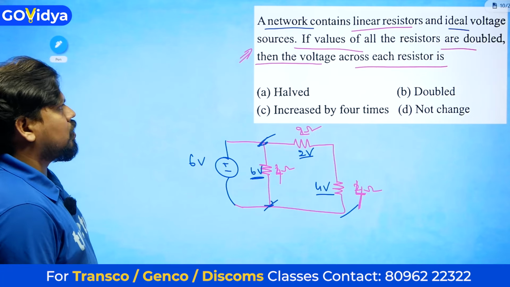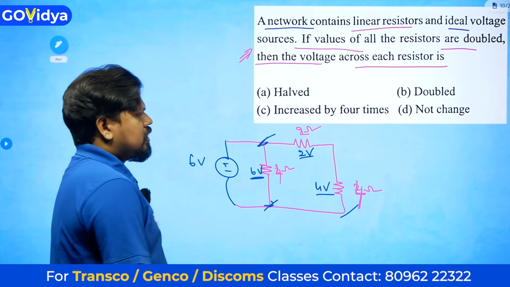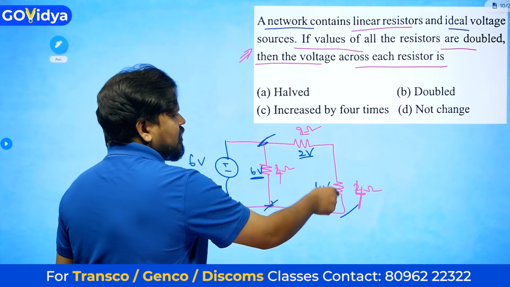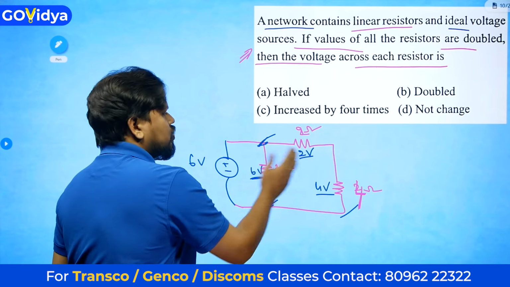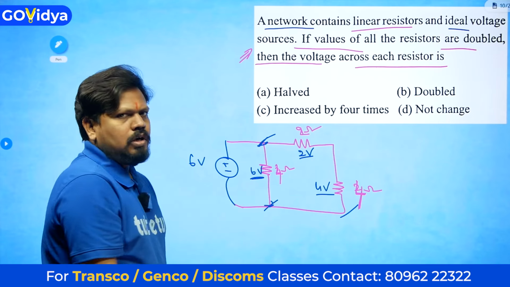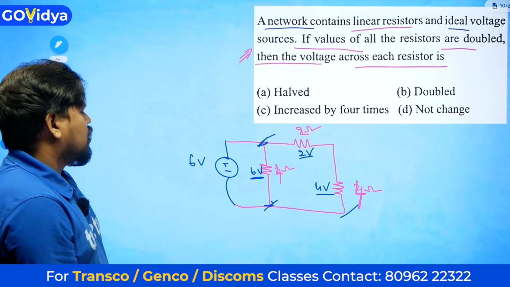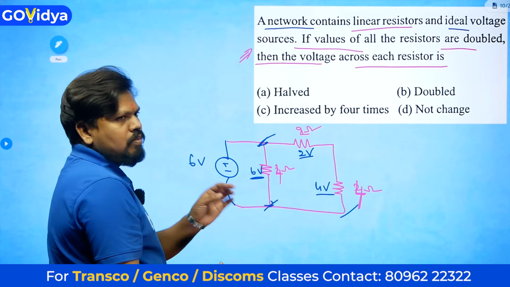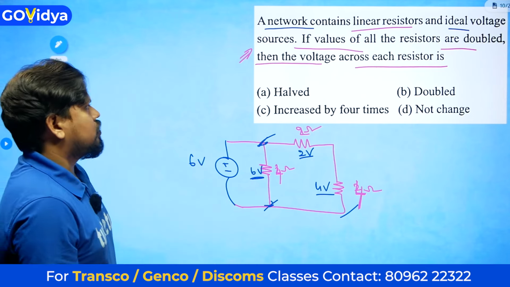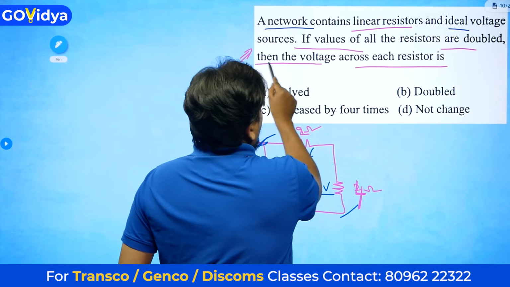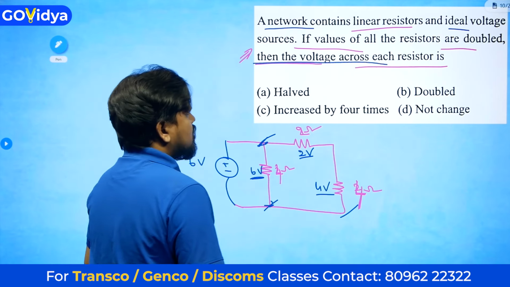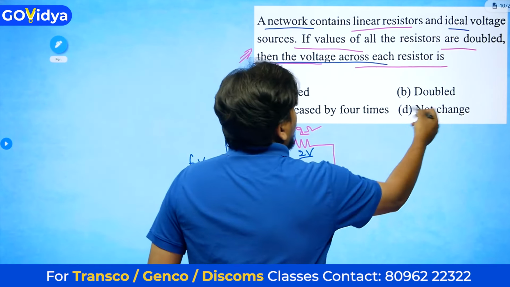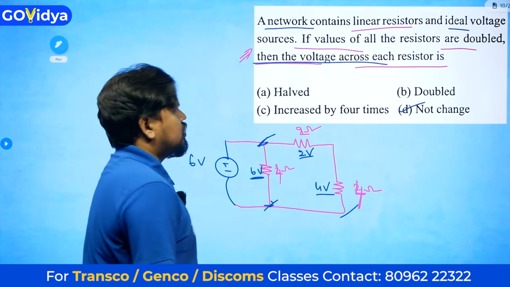So in any circuit, whether it is a series circuit or parallel circuit, the voltages will never change. These two in series are not changing, and these two in parallel are not changing. In any circuit, whenever you change the resistance value, the current value will change, but the voltage value will never change. So what they are asking, the voltage across each resistor is, the voltage across each resistor will not change.